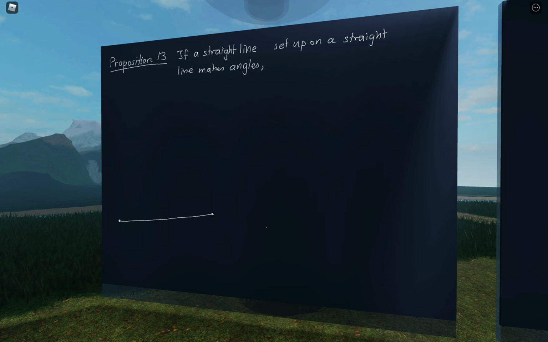Talking about imperfect diagrams, this is a straight line despite appearances. So there's DC, and here's BA. Okay, so that's one straight line, AB, set up on another straight line, DC, and the two angles being CBA and ABD. It will make either two right angles or angles equal to two right angles.